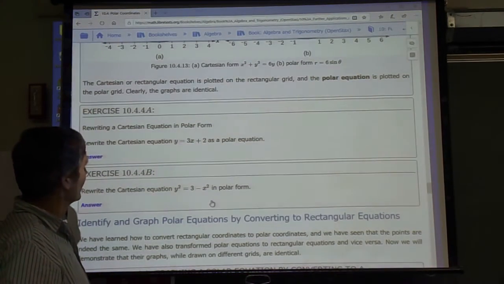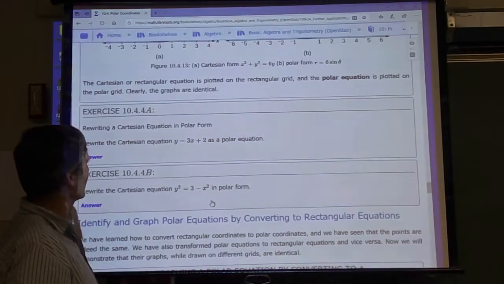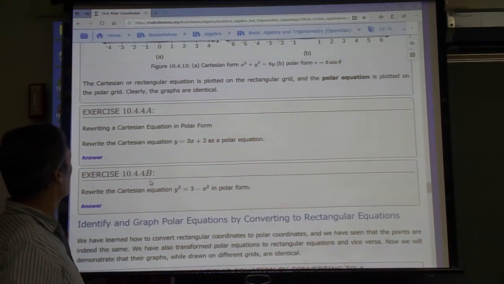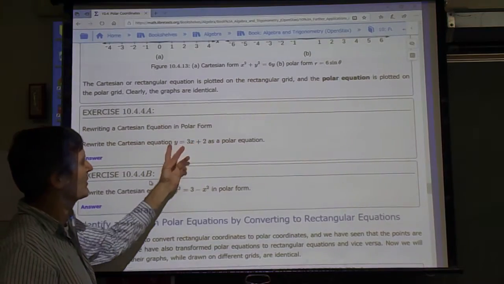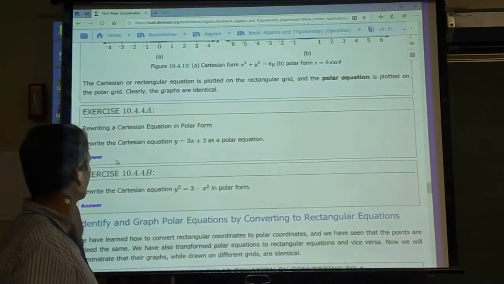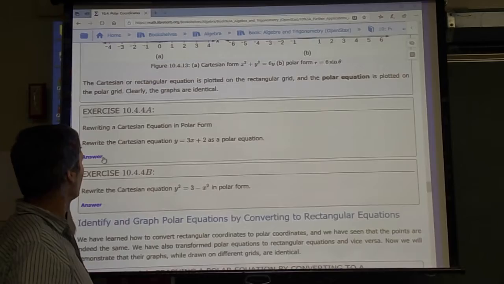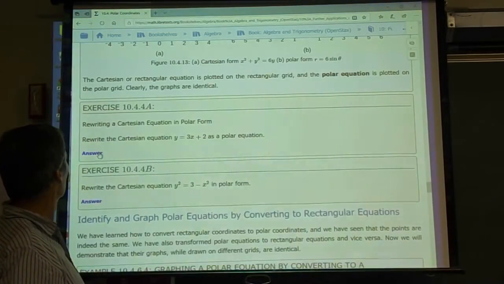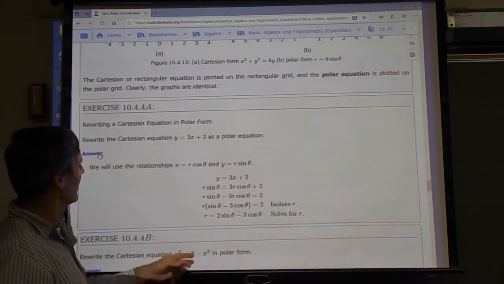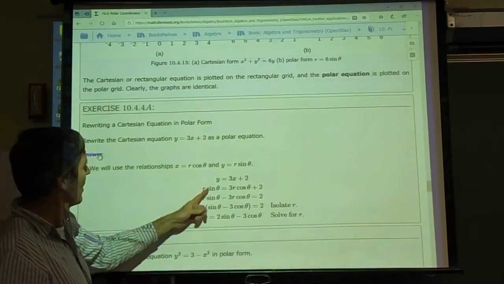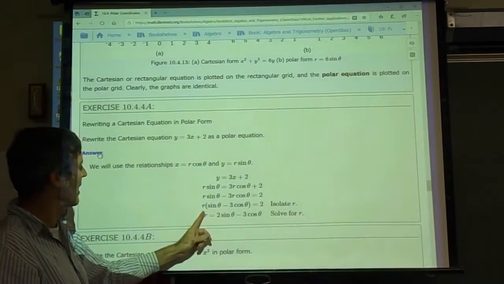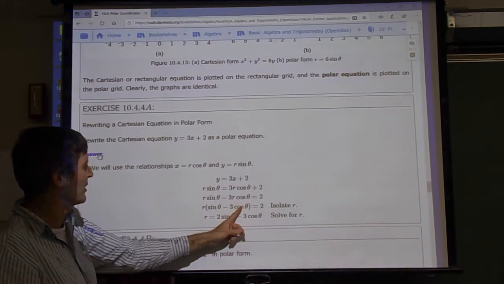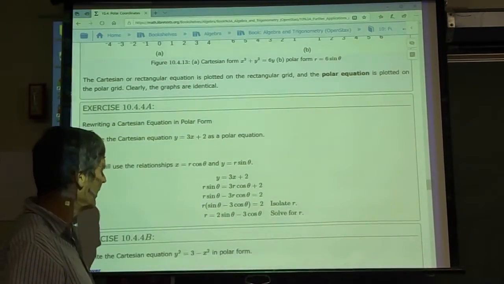How about lines? Can we write a line as a polar equation? Well, it's pretty easy. All you do is replace y with r sine theta, x with r cosine theta, since I can't apply the other two identities easily. And what do I get? So you can try these on your own. r sine theta, r cosine theta. And now r factors out, and you can write r times (sine theta minus 3 cosine theta) equals 2.